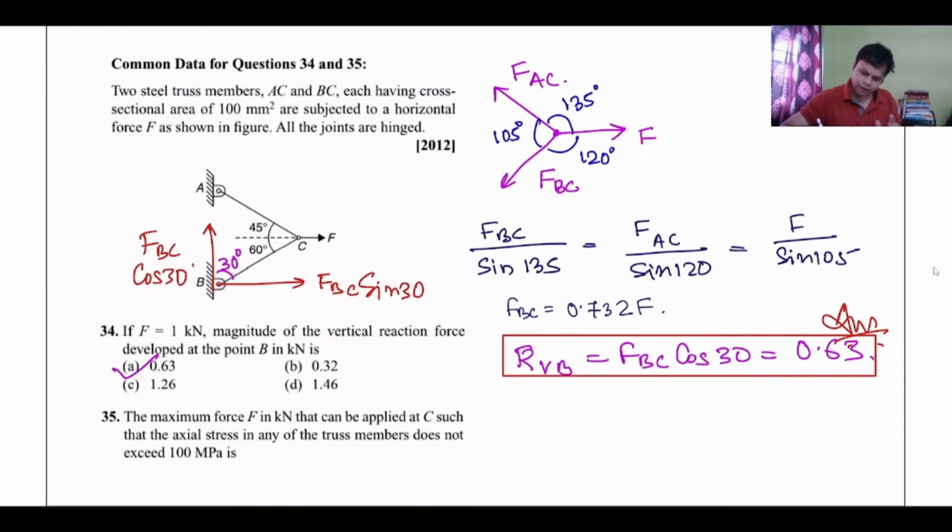And what is FAC? Can you tell me what is FAC? Can you see that FAC is equal to F sine 120 divided by sine 105? So this is equal to 0.896 F.